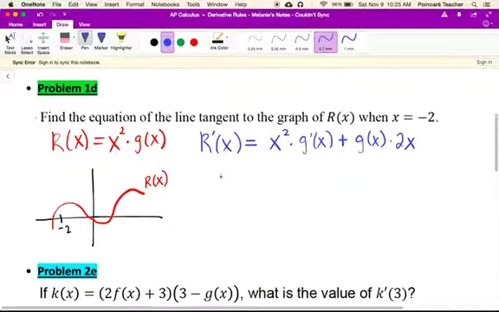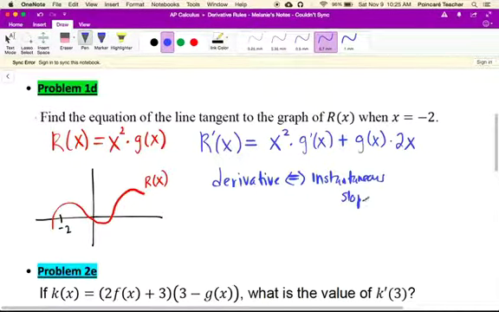Okay, so always think about derivative. The derivative means instantaneous slope, and that's the only information that the derivative equation gives us. It gives us the instantaneous slope of the function, specifically of the tangent line, at x equals -2, or whatever x value you pick.